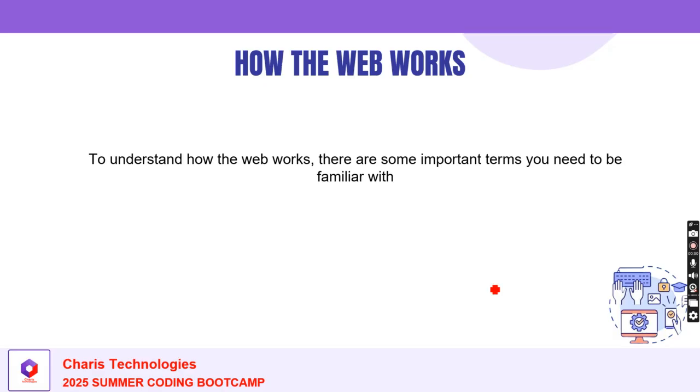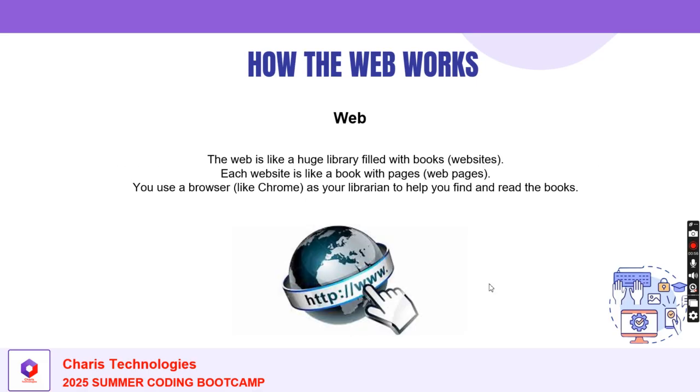Alright. Now, to understand how the web works, there are some important terms you should be familiar with. The web. Now, the web is like a huge library filled with books, and each of these books is known as a website. So you access websites on the web. The websites are located on the web. Now each website is like a book with pages, because each website has pages.